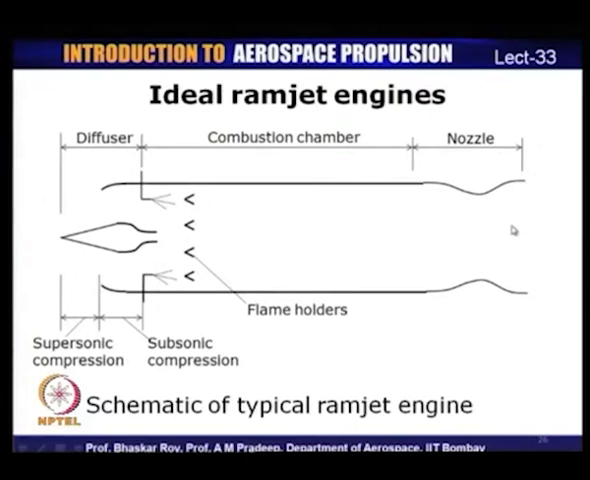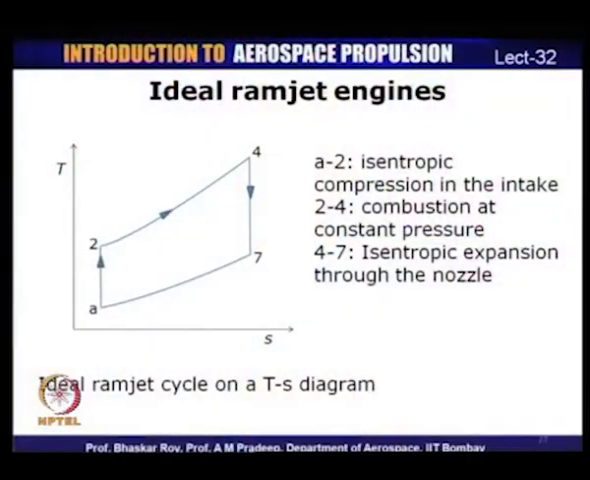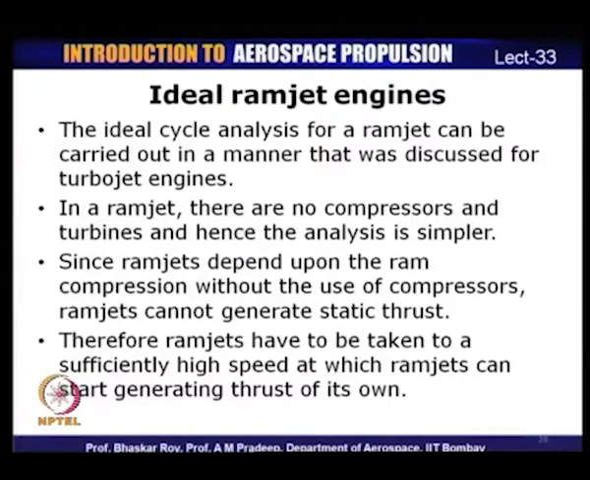So, these are the different components that constitute a ramjet, and if you look at the TS diagram of the same, it is the basic Brayton cycle which we have seen. Process A to 2 is the isentropic compression in the intake, 2 to 4 is the combustion process which is at constant pressure, 4 to 7 is the isentropic expansion through the nozzle. So, this is the basic Brayton cycle that is shown there. The ideal cycle of the ramjet obviously is a simpler version of what we have seen for turbojets and turbofans, and since there are no compressors and turbines, the analysis is a lot simpler.